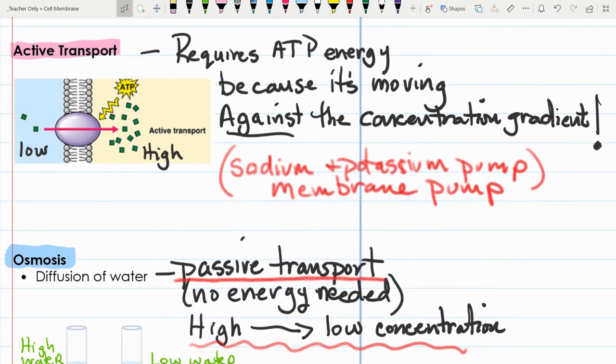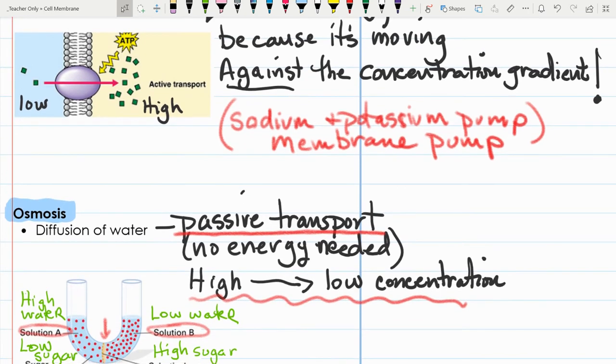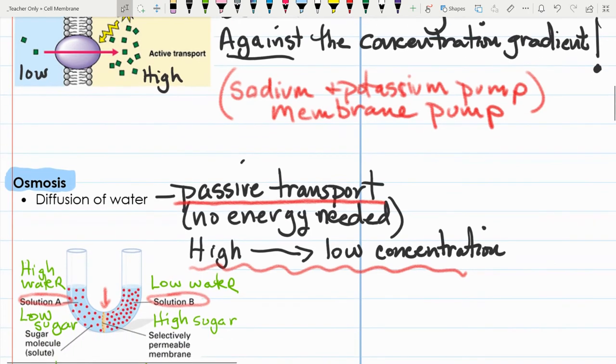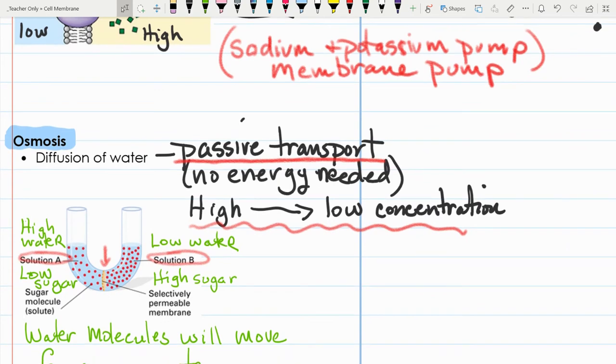Now I'm going to go back to passive transport. There is another type of passive transport called osmosis. This is actually the diffusion of water. So you can apply the same definition to osmosis as we said in diffusion above. No energy is needed. What is different about osmosis is that this is specifically only talking about water moving in and out of a cell. Again, it's going from a high concentration to low concentration. No energy is needed.